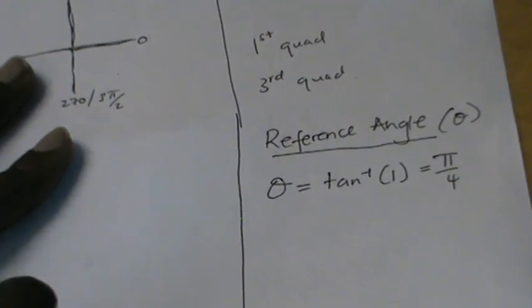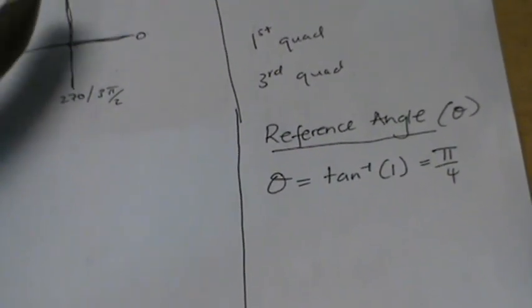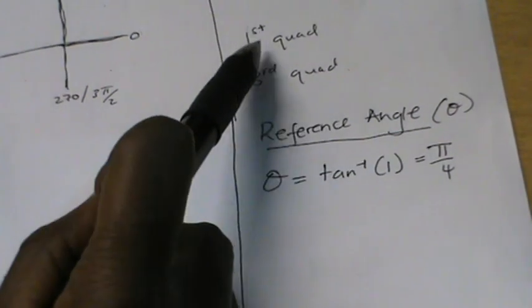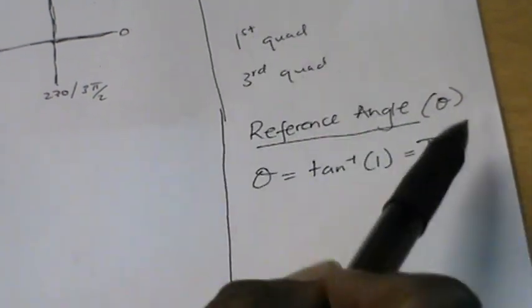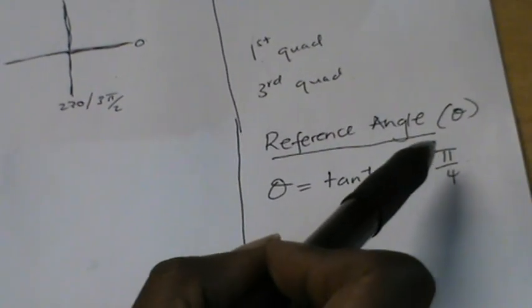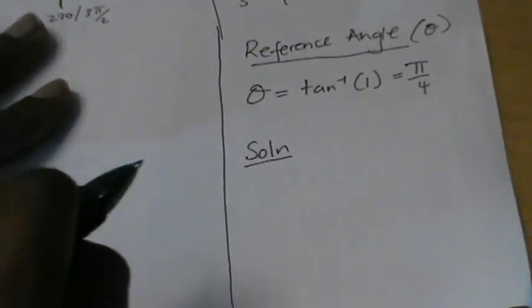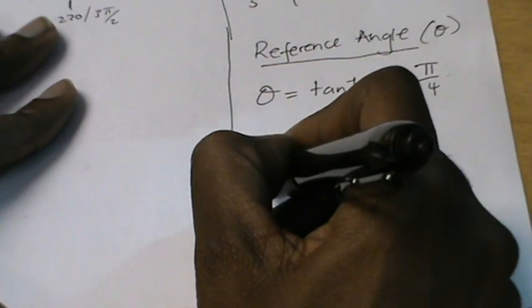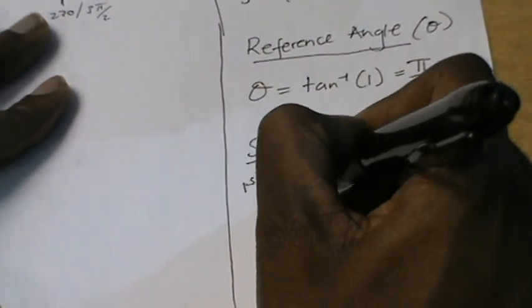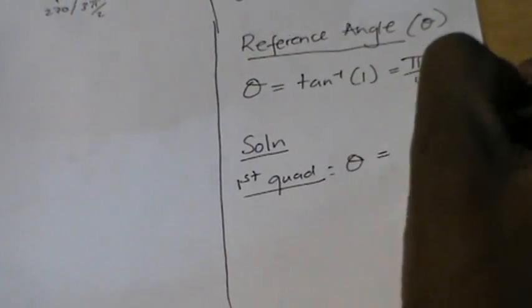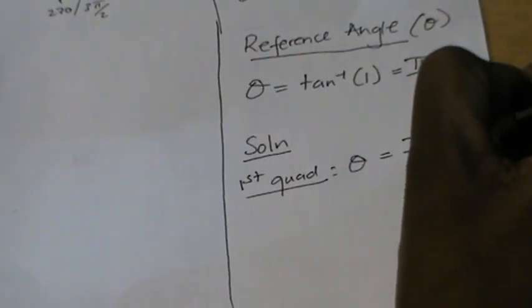Now if you remember what I said in the previous one, your reference angle might be a solution, and here it definitely will be because one of the solutions must be in the first quadrant. So I know this pi over 4 is a solution. Now I need to find out what my angle is in the third quadrant. So I'll write over here, solutions. The first one comes from the first quadrant, and in the first quadrant it is just theta itself, which is pi over 4 radians.